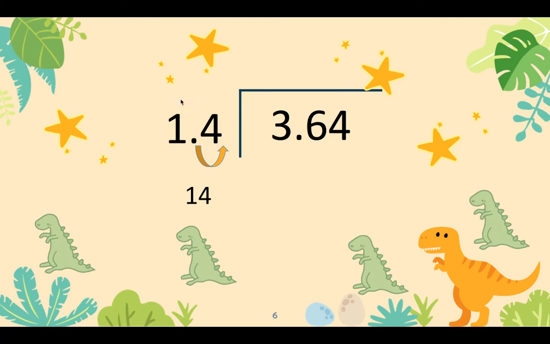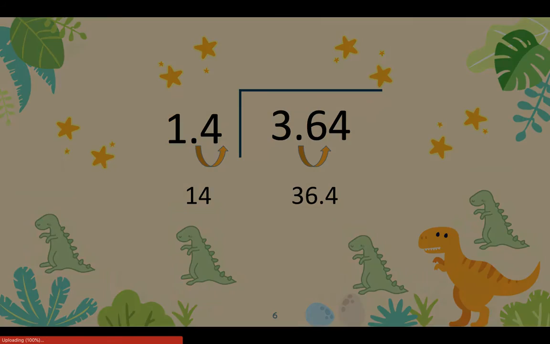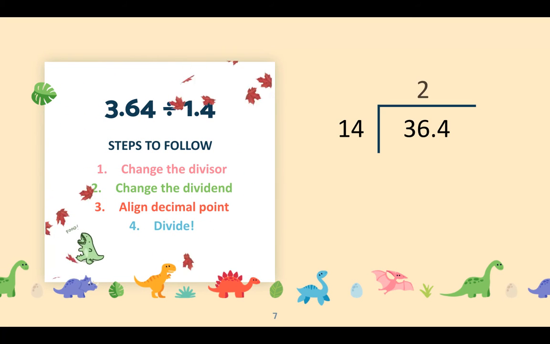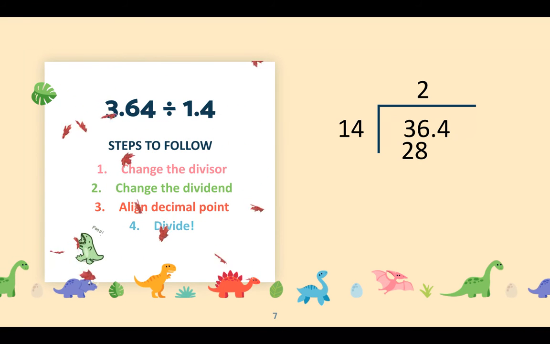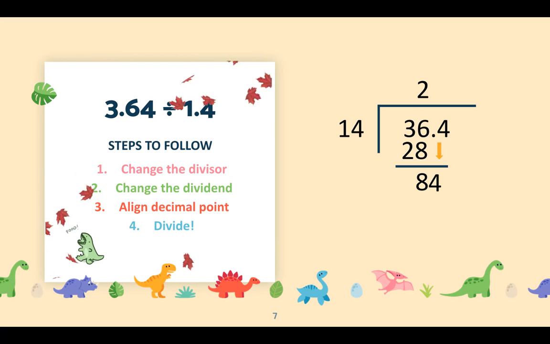But since we did it to our divisor, we also have to do it to our dividend. So we're also moving our decimal point in our dividend by 1 spot over to the right. That should give us 36.4. And so now we just repeat the same steps of long division. So 14 times 2 will give us an answer of 28. We subtract 36 by 28, and that should give us 8. Then we repeat the other step of bringing down the 4, and then we have 84.